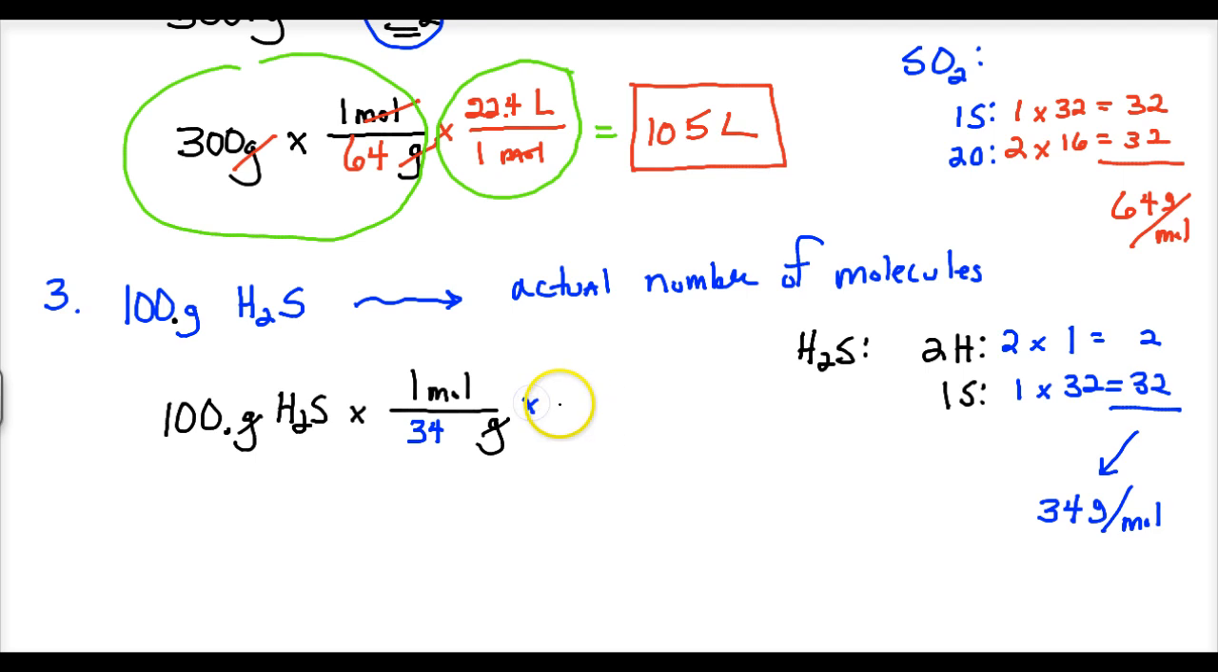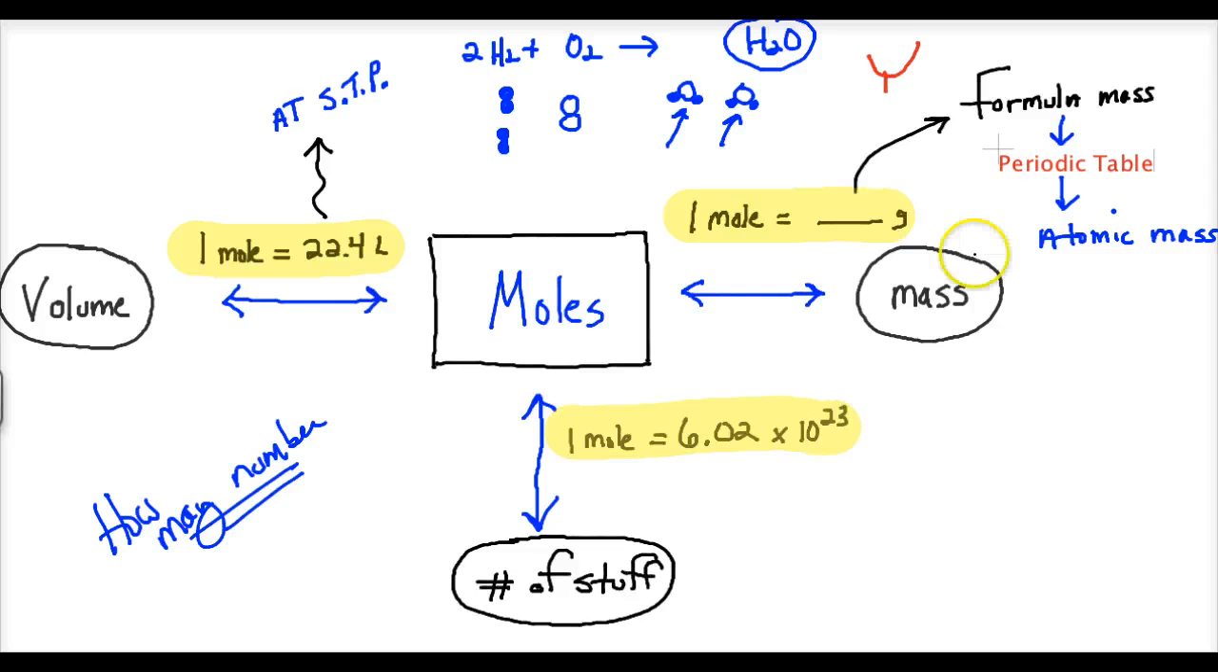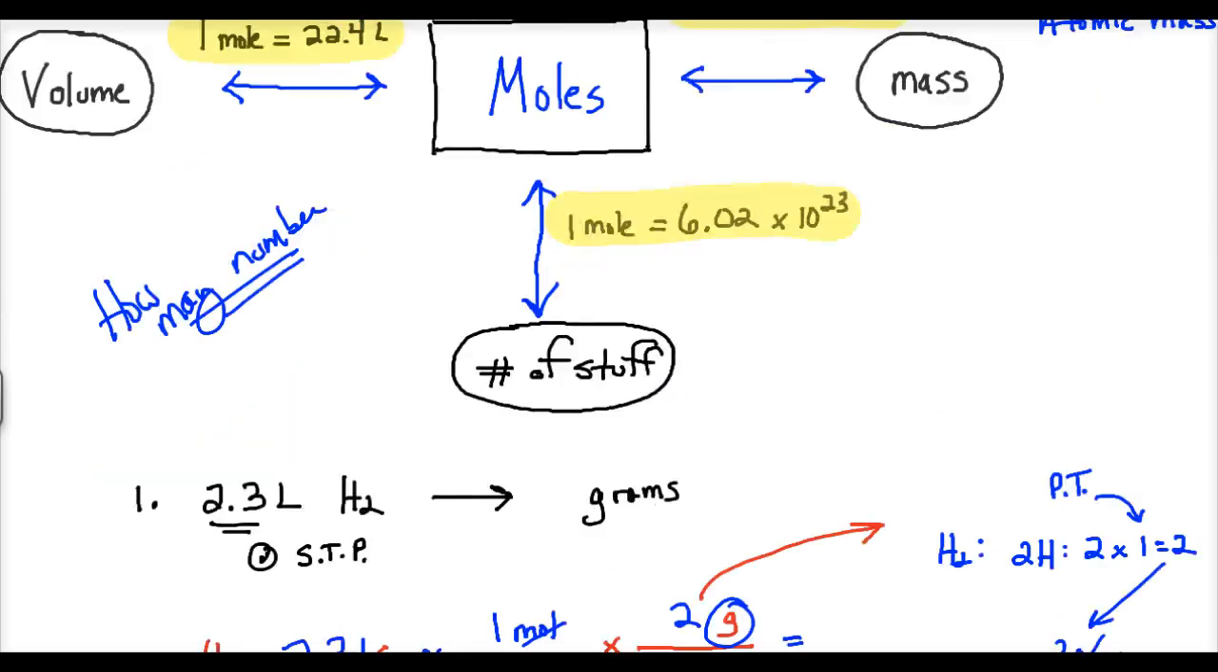Now, I went through moles. The next step is what? Well, if I'm getting the actual number of stuff, I just went from mass to moles. Now moles through the number of stuff. I have to go through this conversion. And just like 1 mole is 22.4 liters for every single gas at STP, 1 mole for anything equals 6.02 times 10 to the 23.